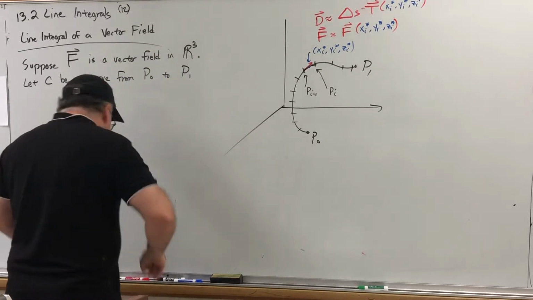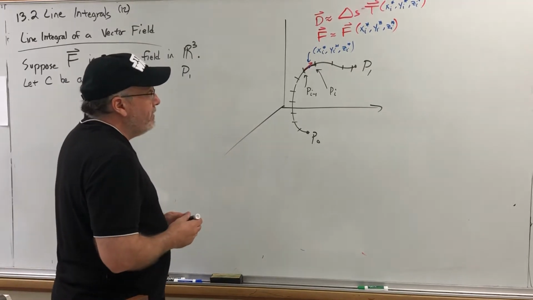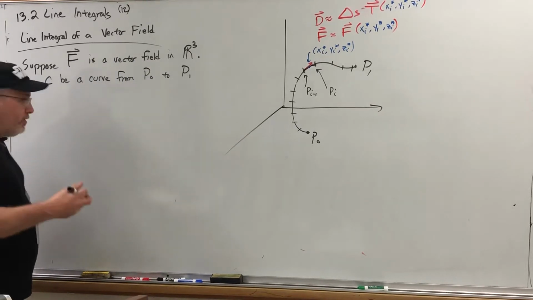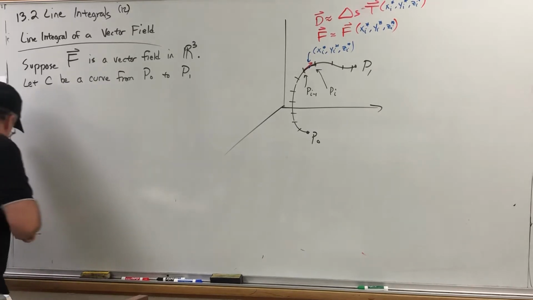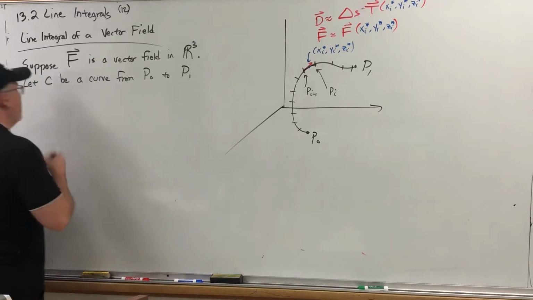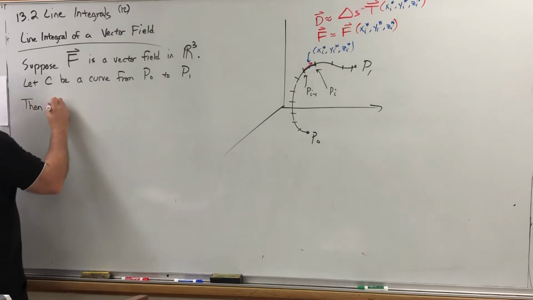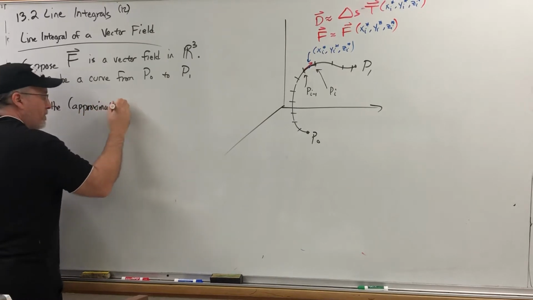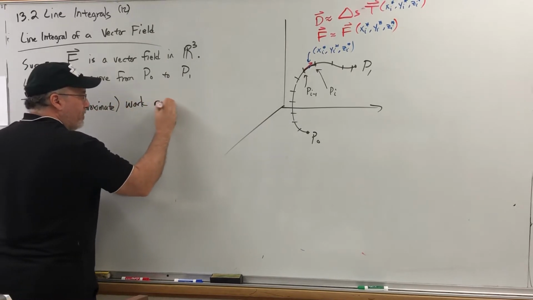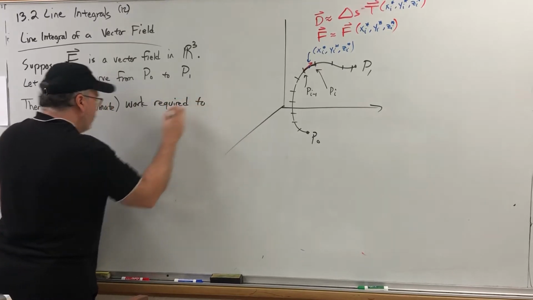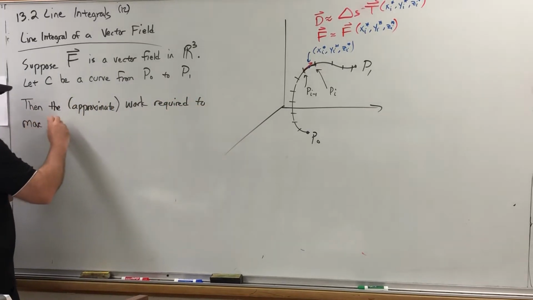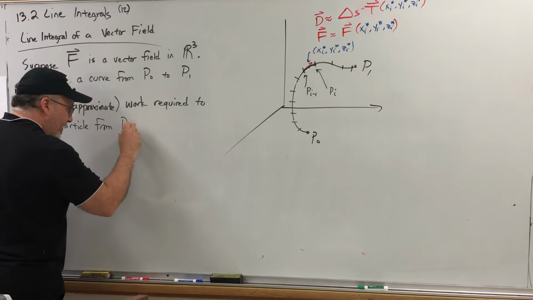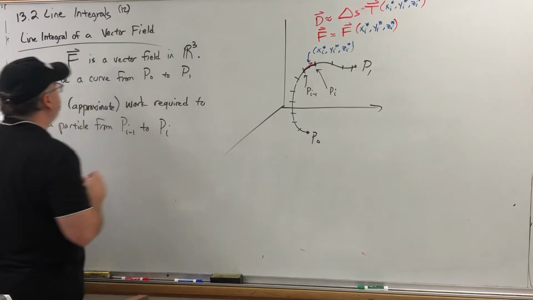So now that we have the force vector and the displacement vector, we can set up an expression for the work. Then the approximate work required to move a particle from P_i minus 1 to P_i.